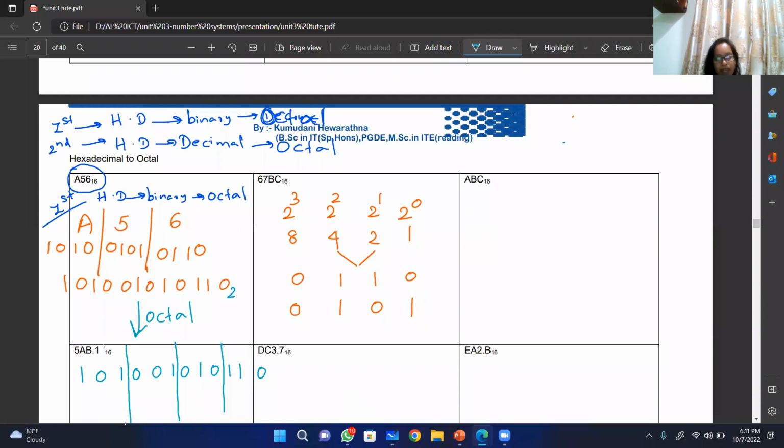Now it is in binary. Binary to octal: binary means the base is 2, and octal means the base is 8. 2 to the power 3 is equal to 8. That is why we take 3 here. That is why we are clustering as 3s here.